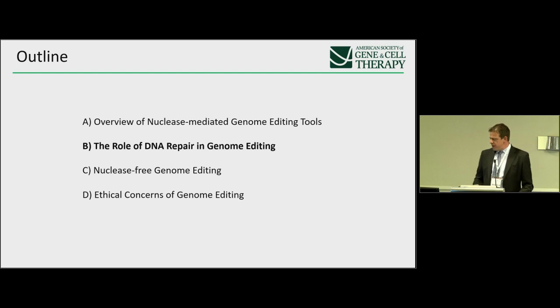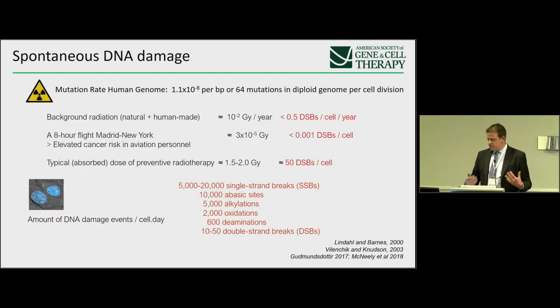So the role of DNA repair is important because, as I mentioned, the natural mutation rate in the genome is about 64 mutations in a diploid genome per cell division. This gives you a bit of background on what we basically have to approach in terms of sensitivity. This mutation rate is a composite of the background radiation that you all encounter every day, which leads to about half of a double-strand break per cell per year.